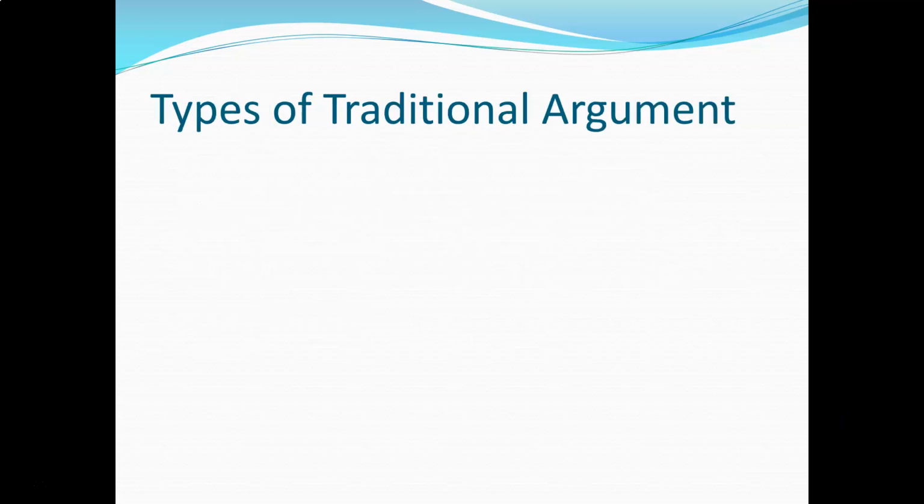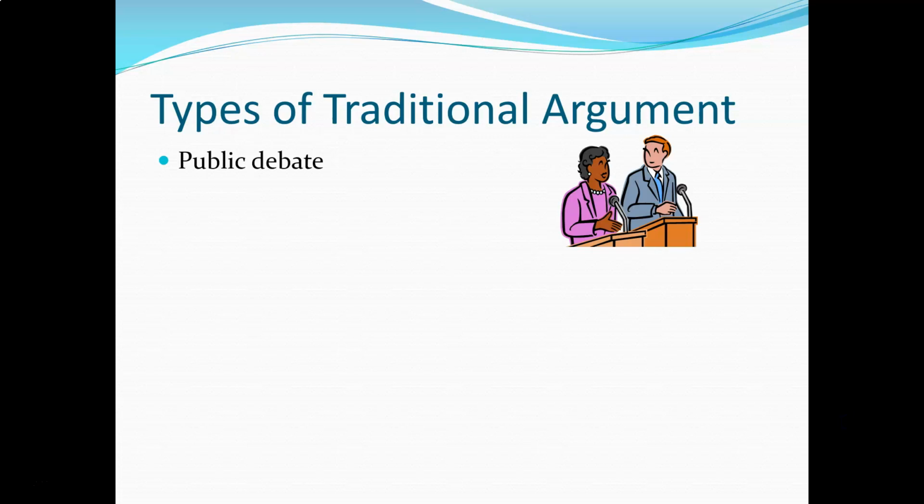There are different types of that. Public debate: two people or two teams debating each other. One's going to be the winner, and one's going to be considered the loser in that situation. Courtroom argument: you're going to have a defense attorney, a prosecuting attorney, and then there's whatever the decision is by the jury or by the judge. One would think that one of these attorneys is the winner, one is the loser.